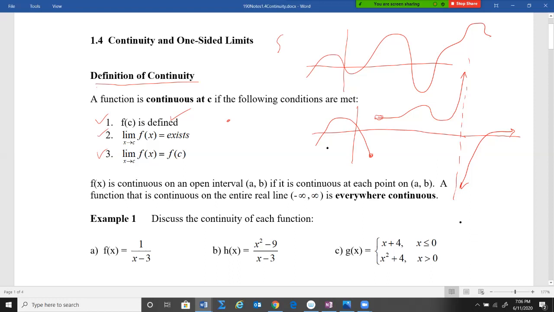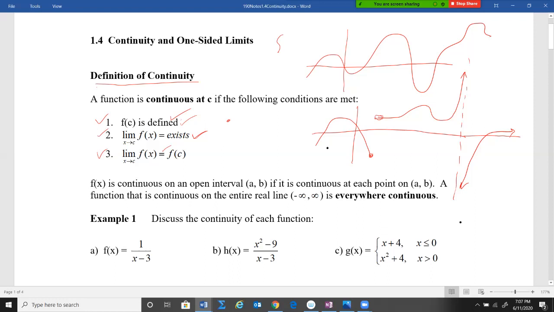And then the third condition: if the first two are met, then you have to check the third. Make sure that 1 and 2 are actually equal to each other. If they are, then you have continuity. So first question, is it defined? Second question, does the limit exist? Third question, do those two numbers match from 1 and 2? The value here and the value here, do they match? And if they do, then you have continuity.